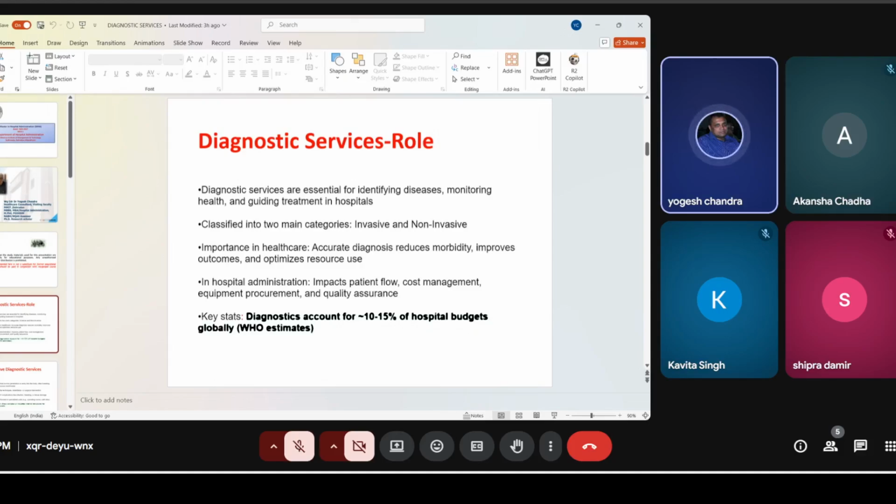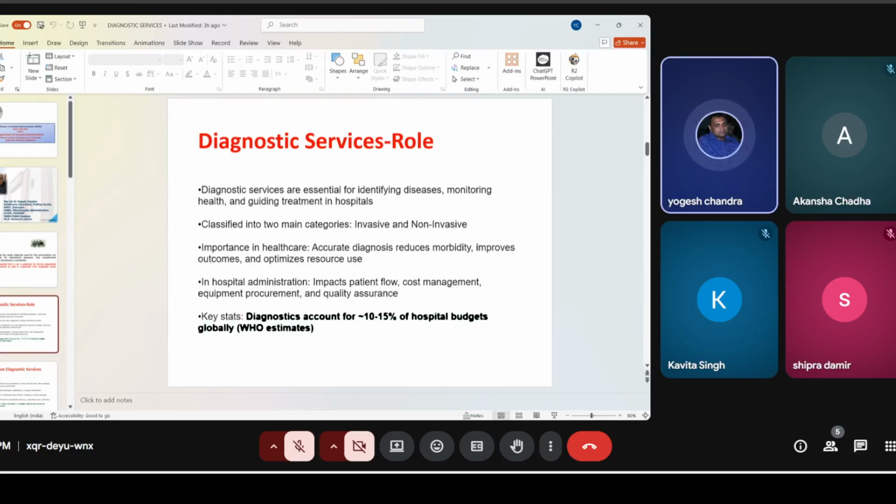So that is the planning part, which is supposed to be carried out by the hospital administrator in consultation with the doctors. The doctors are the people who can give you the broader view of things. And at the same time, if you're working in some hospital, you have to take your management into confidence also. So that is regarding the planning of diagnostic services. And why is it important?